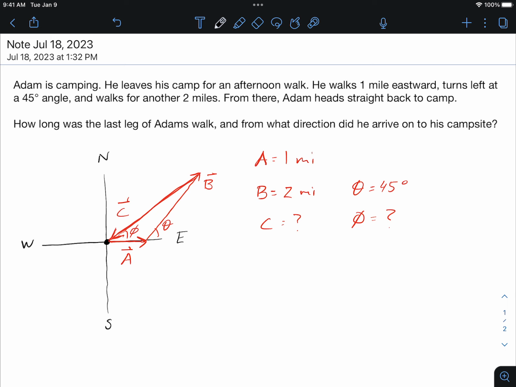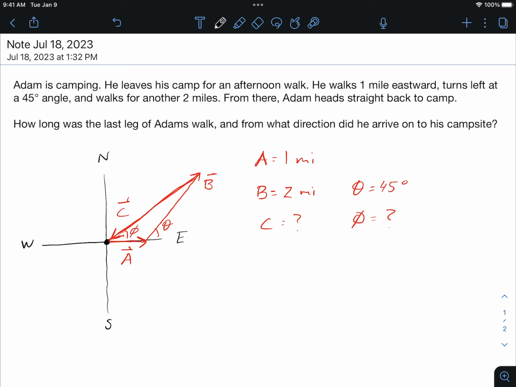Step 2 in problem solving is always find relations. We're going to use the picture that we have and find the relations that exist between the variables in the picture. So let's look at our picture and think about the story. We have Adam. He goes along A, and then he goes along B, and then he goes along C and ends up back where we started.